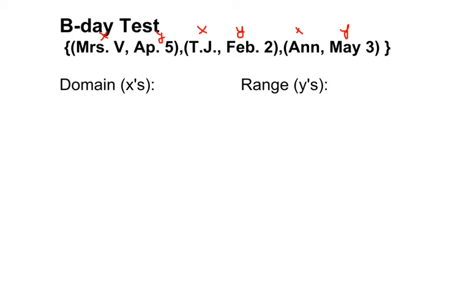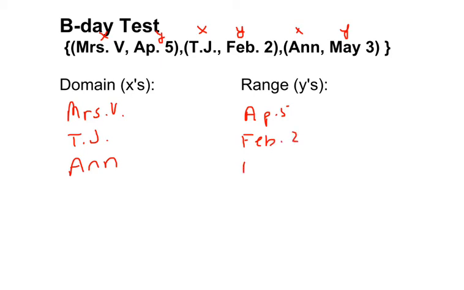So the domain is Mrs. Valentine, TJ, and Ann. Those three people make up the domain. And the range is April 5th, February 2nd, and May 3rd.